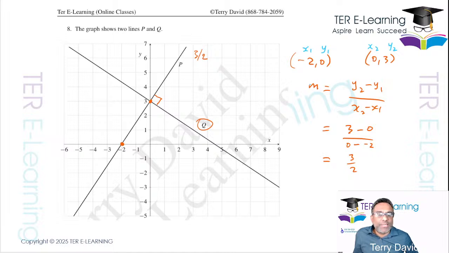Right, so I've seen some answers here. You can work out the gradient of Q: we invert and put a minus sign in front. So it's going to be minus 2/3, right? So that's the gradient of the line Q, since Q is perpendicular to P.